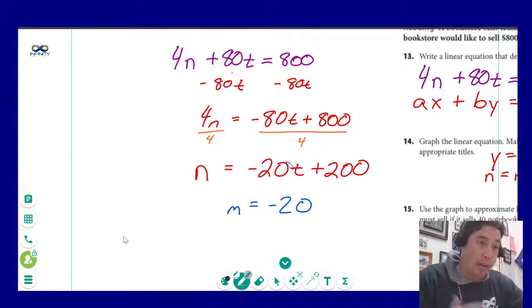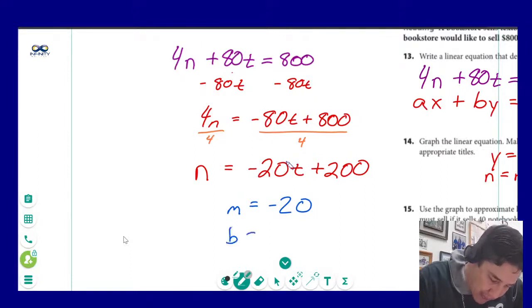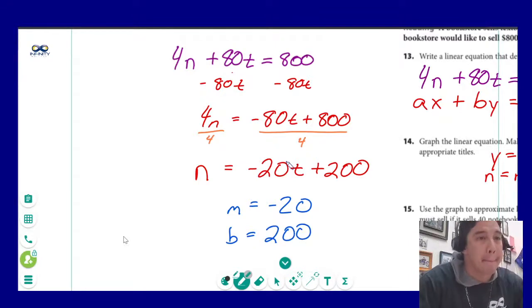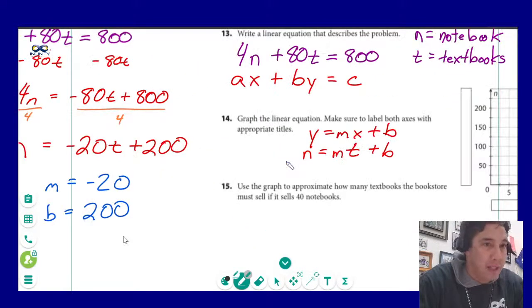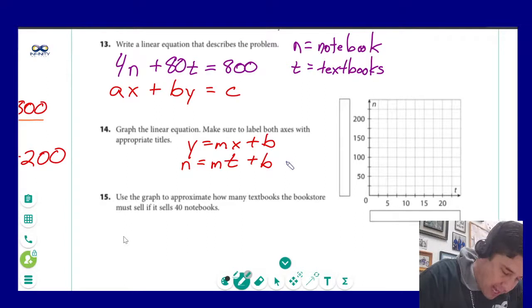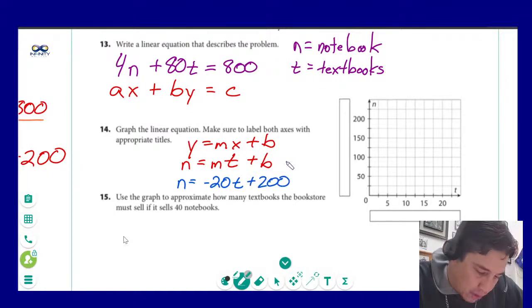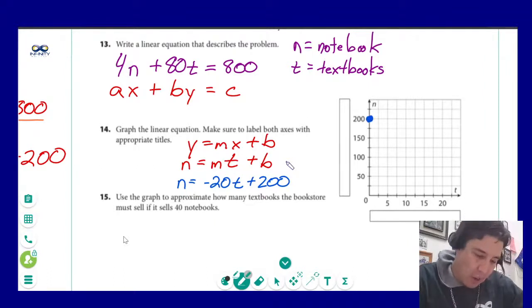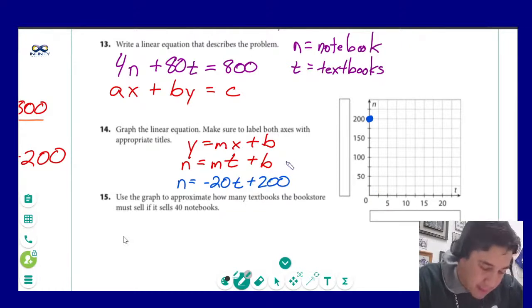So I go down 20, right 1. And the y-intercept is positive 200. All right. So now I can rewrite this as n equals negative 20t plus 200. My y-intercept is at 200. And then I go down 20 over 1. But I don't have 1, 2, 3, and 4 labeled. I have 5. So if I go down 20 over 1, that means I go down 100 over 5.